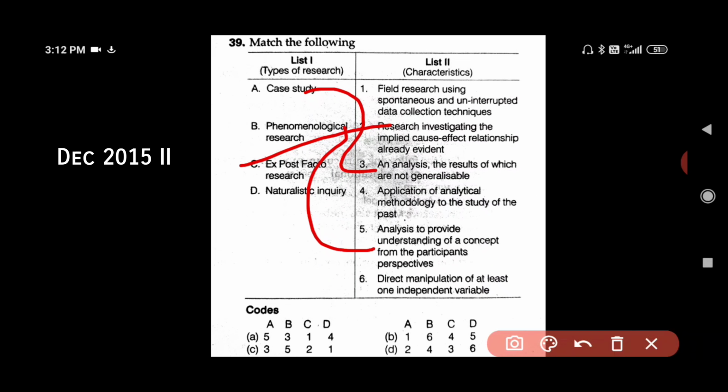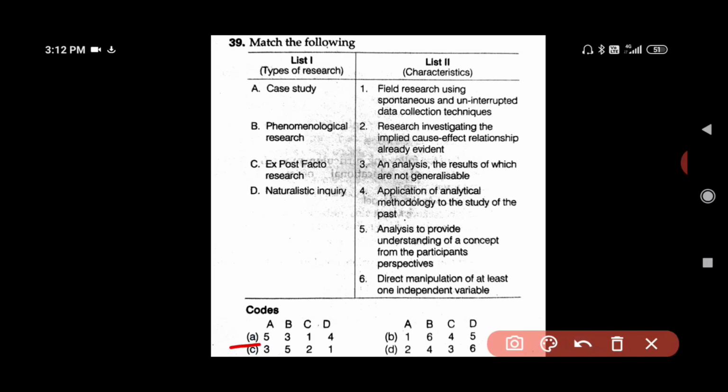Naturalistic inquiry. So this is field research using spontaneous and uninterrupted data collection techniques. So naturalistic inquiry, as you know, is very spontaneous, it is unstructured, and it quickly adapts to the emerging new developments and ideas and concepts as the research is happening. So our answer is C.